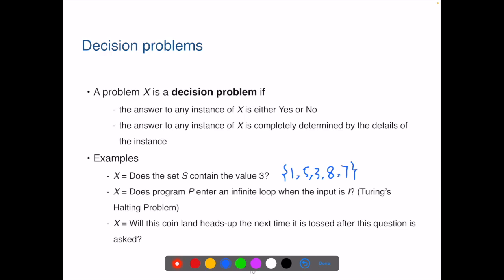The third example is not a decision problem. An input instance is the toss of a coin. Although the answer is either yes or no, the answer is not determined by the details of the instance, since tossing the coin is a random event and its outcome cannot be determined.